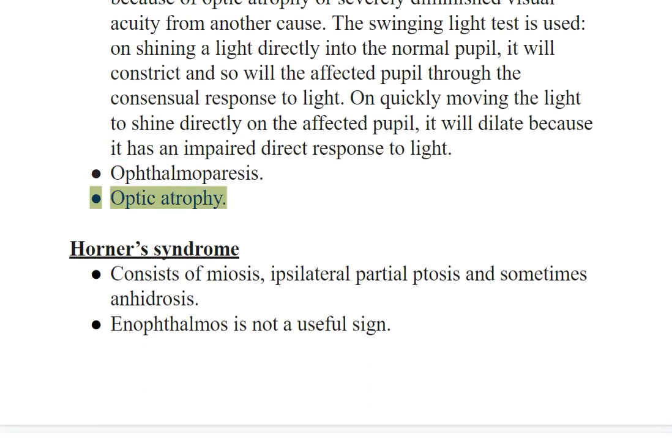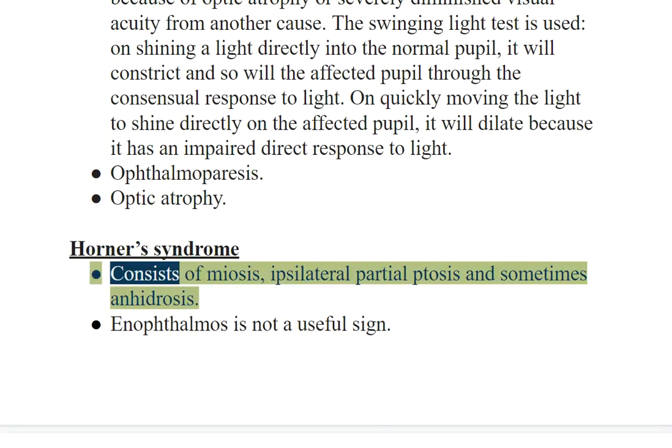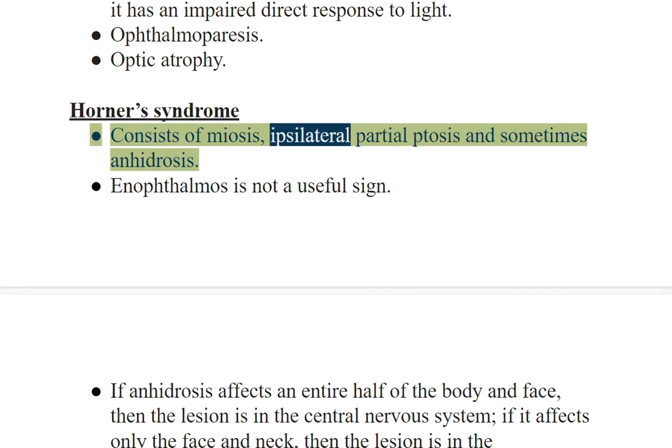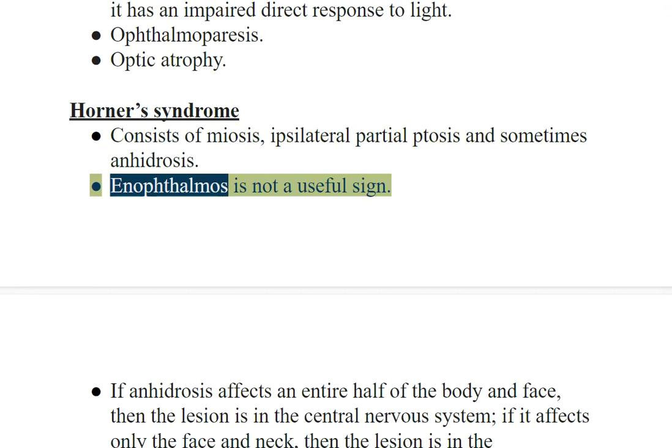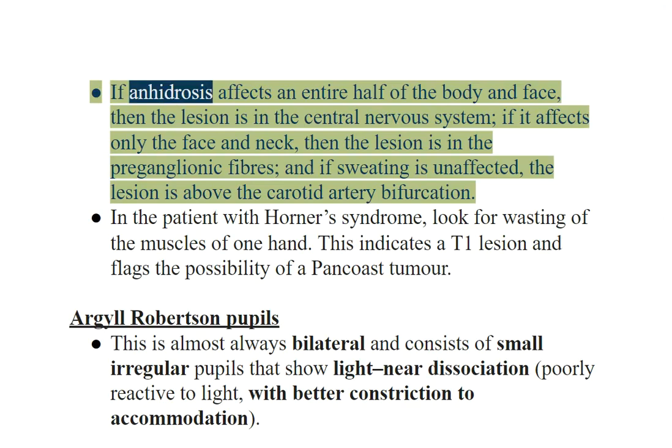Ophthalmoparesis. Optic atrophy. Horner's syndrome. Consists of miosis, ipsilateral partial ptosis and sometimes anhidrosis. Enophthalmos is not a useful sign. If anhidrosis affects an entire half of the body and face, then the lesion is in the central nervous system. If it affects only the face and neck, then the lesion is in the preganglionic fibers, and if sweating is unaffected, the lesion is above the carotid artery bifurcation.